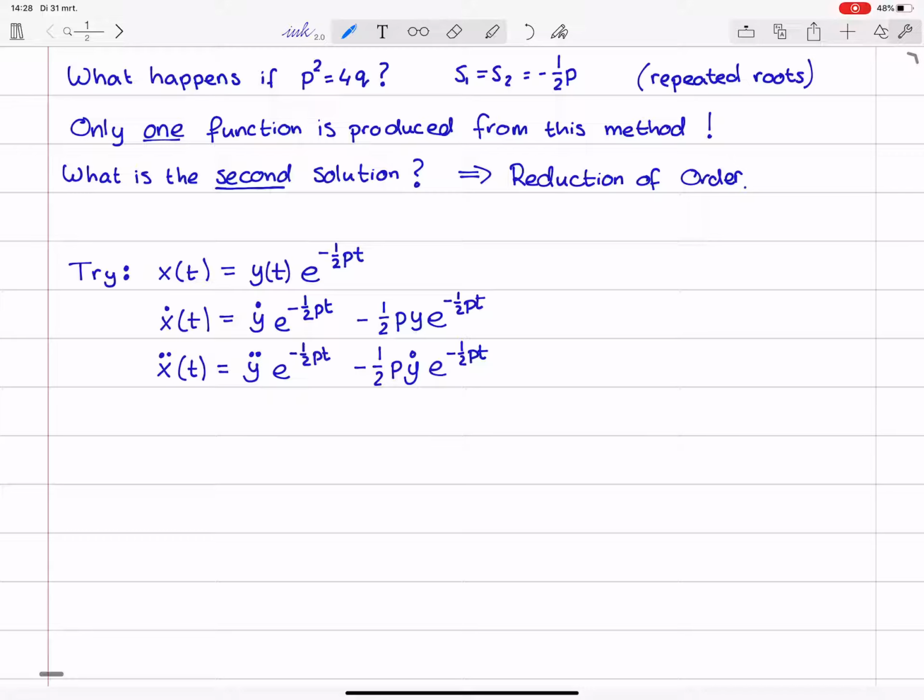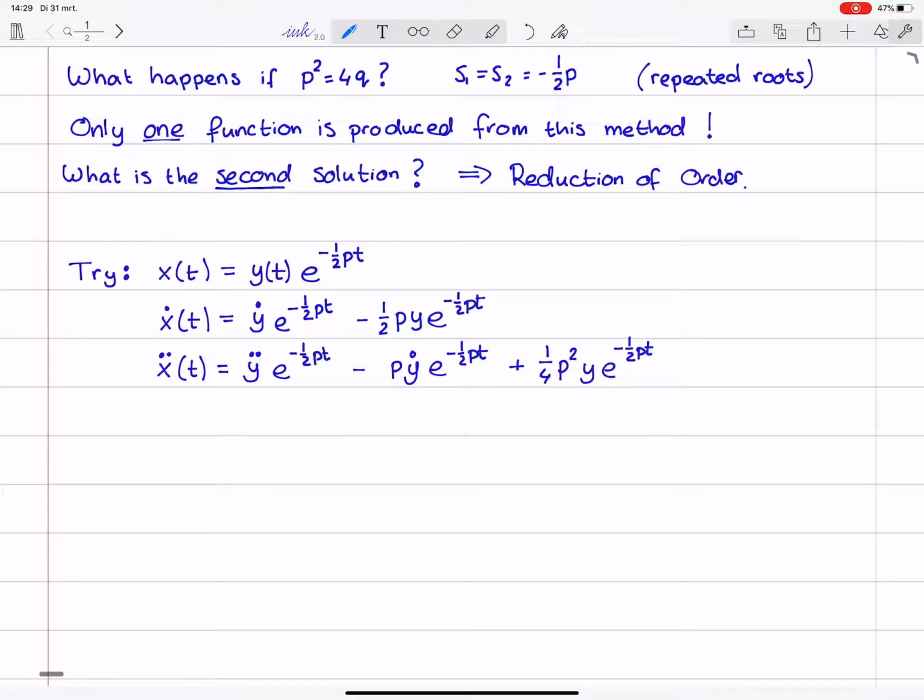Now for the derivative of the second term, I differentiate first y, so that will give me another times minus a half p y dot e to the power minus a half pt. So that means I can simply cancel the half here. Minus. And then we still have a plus 1 over 4 p squared y e to the power minus a half pt. Alright, so this is the trial function and its first and second derivative.